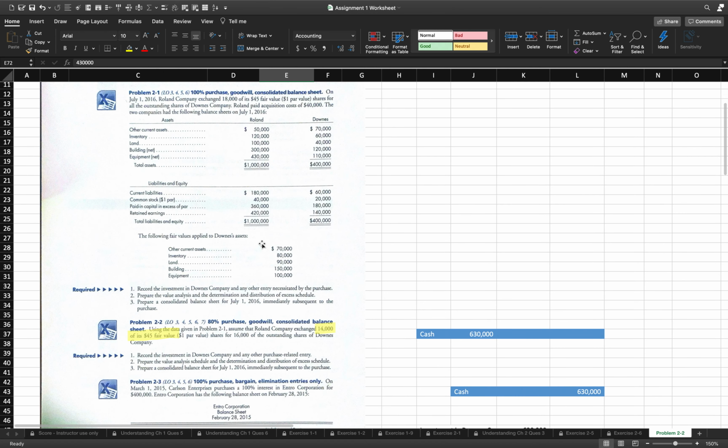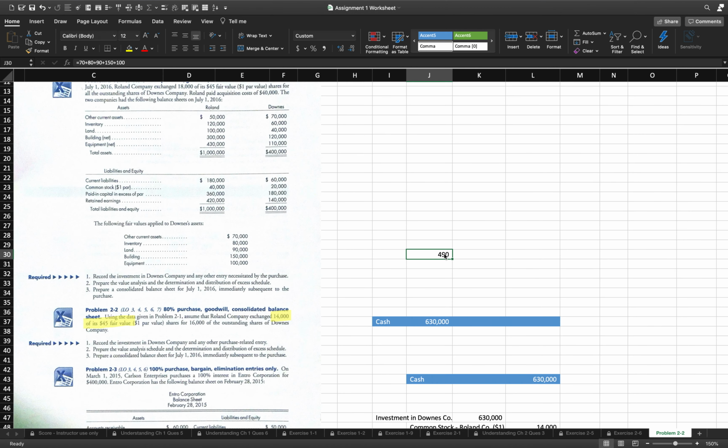They do that here. They tell us that the following fair values were applied to their assets: 70,000, 80, 90, building 150,000, and equipment. So if I were to take all of these fair market values and add them up together, I end up with 490, and I can pretty much just show you the formula here, what I did to end up with that.